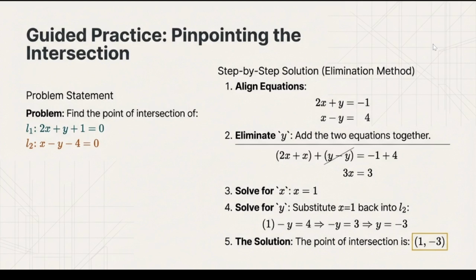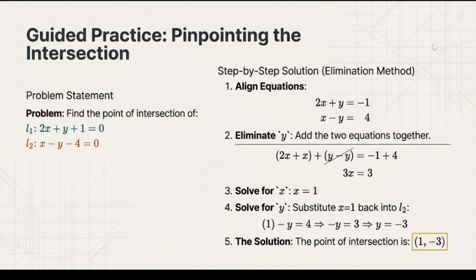If we move the constant in both equations, which is positive 1 in the first line and negative 4 in the second line, then we can eliminate one variable. Let's suppose we want to eliminate y, and then we can add the two equations together. So here we get 3x equals 3. If we divide by 3 on both sides, x will be equal to 1.